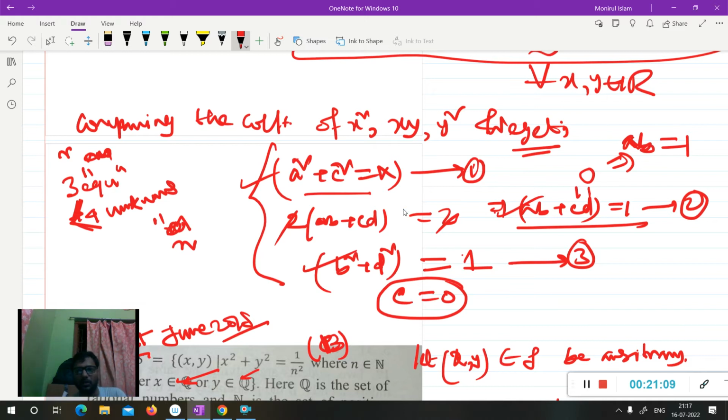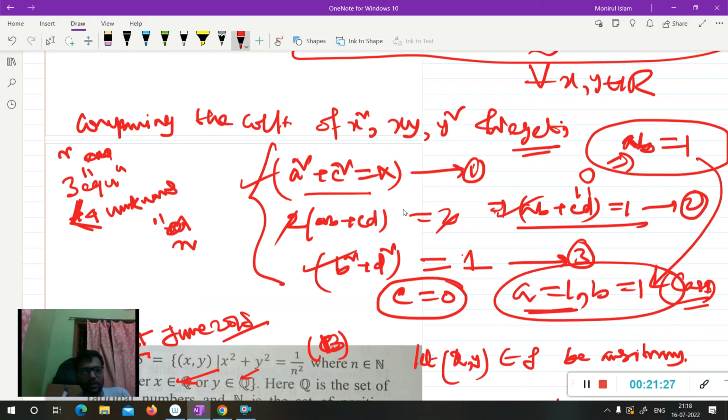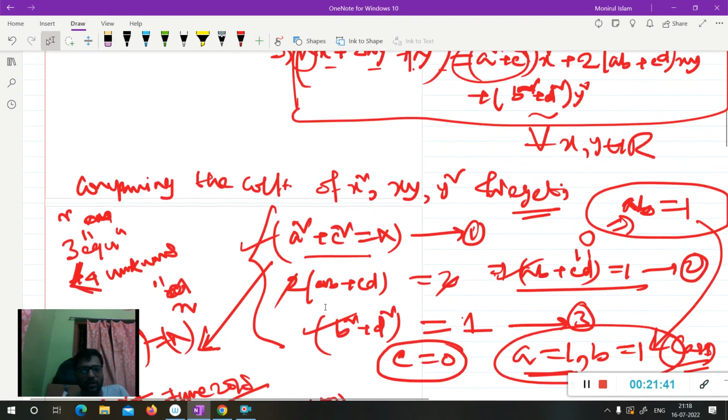AB equal to 1, where A and B are real constants. So you can take the case A is 1, B is 1. This may be the case A equal to 1, B equal to 1. Then if A equal to 1, put A equal to 1 in equation 1, so this is 1 plus C square equal to lambda.